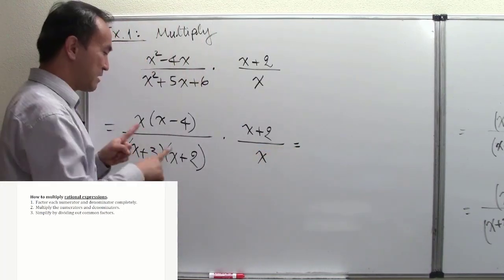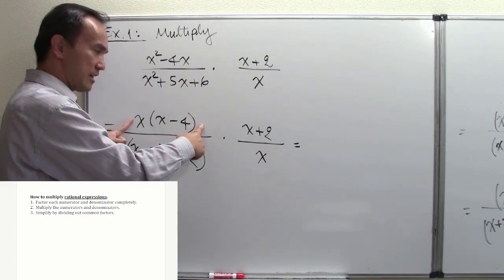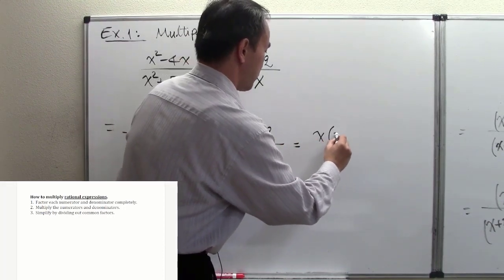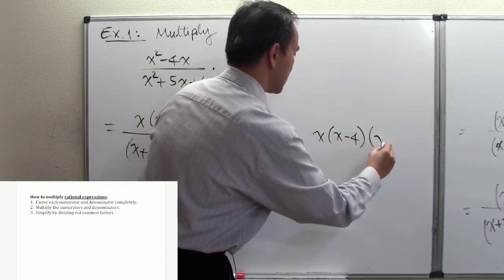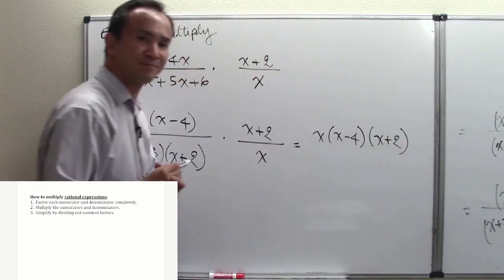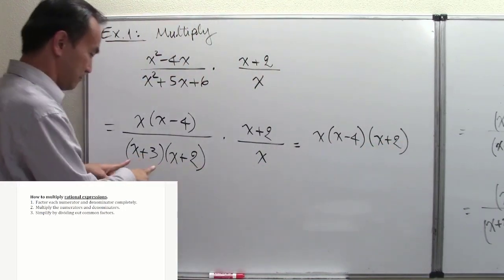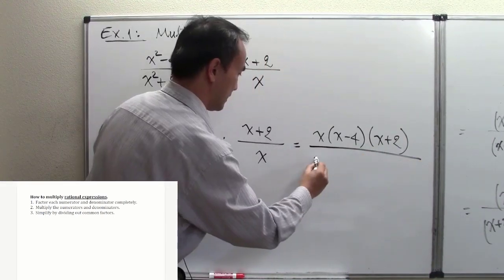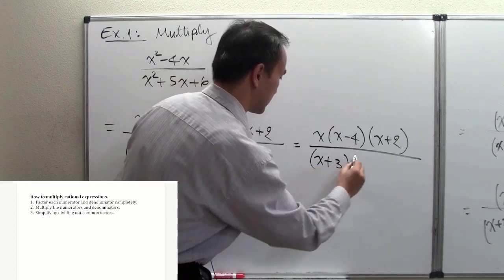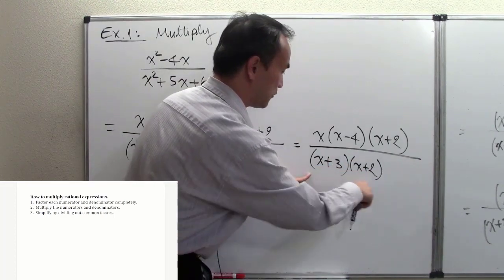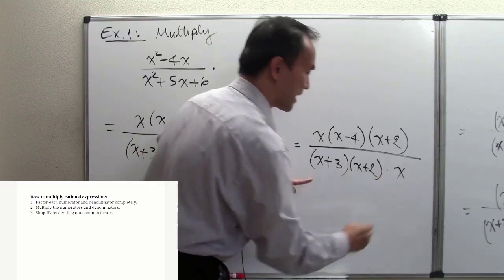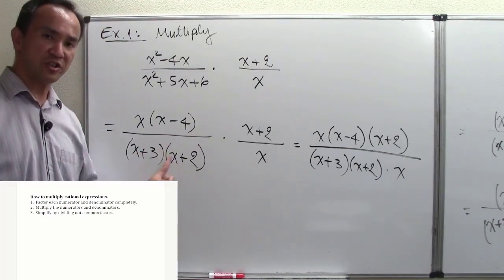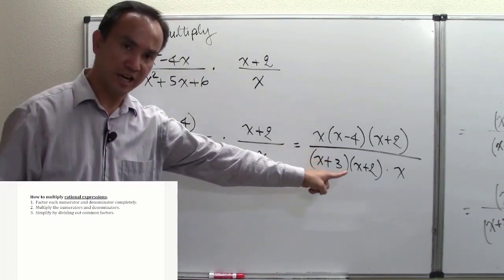Multiplying them here means this gigantic numerator is to be multiplied with the other numerator, making it x in product with x minus 4 in product with another factor x plus 2. And multiplying the 2 denominators is simply going to give us x plus 3 times x plus 2 as 2 factors, but multiplied with another factor x. That's how we can multiply 2 rational expressions together. And this is the end of step 2.